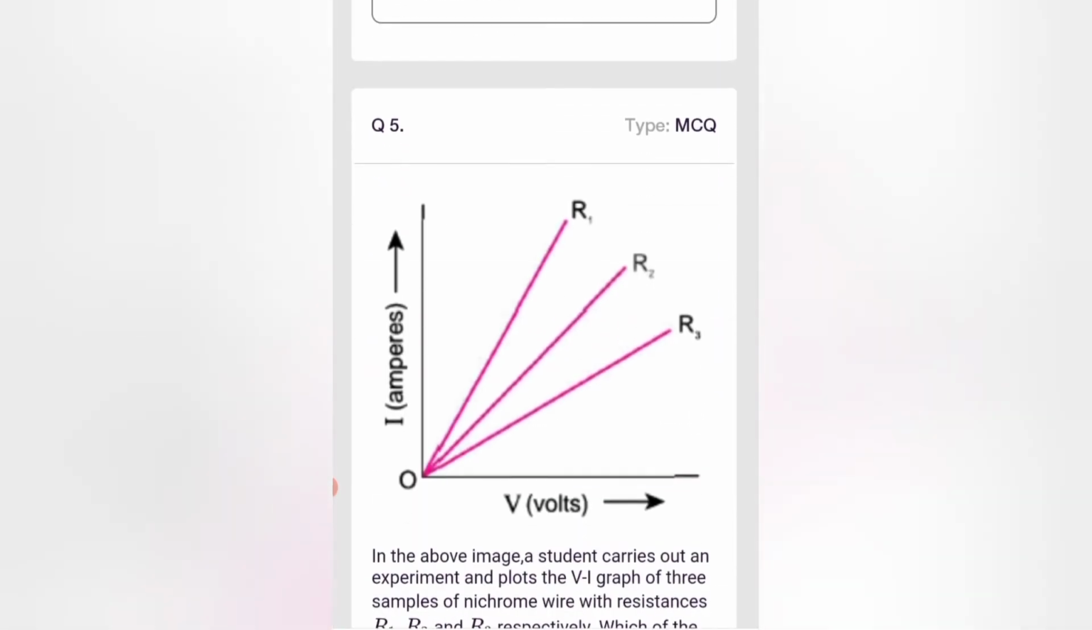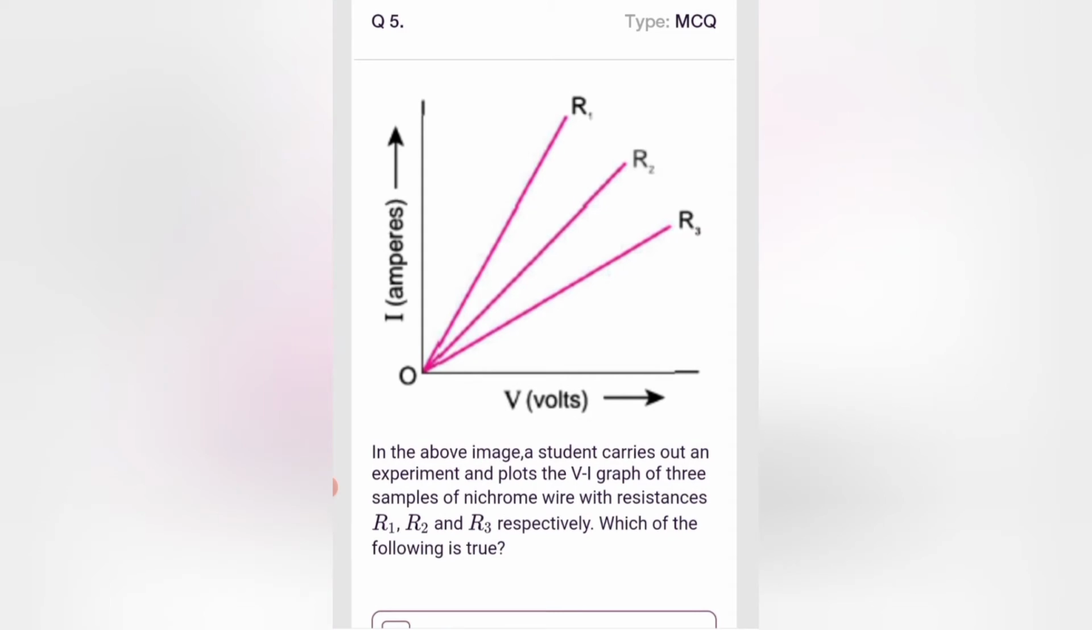Fifth question. This is the given diagram. In the above image, a student carries out an experiment and plots the VI graph of 3 samples of nichrome wire with resistance R1, R2 and R3 respectively. Which of the following is true? In this diagram we can see what we infer. When we take the slope of this particular graph, and the slope of this curve and this curve.